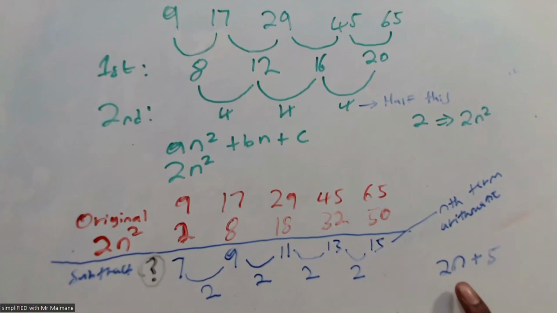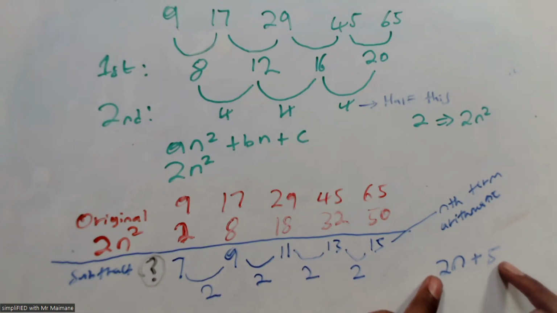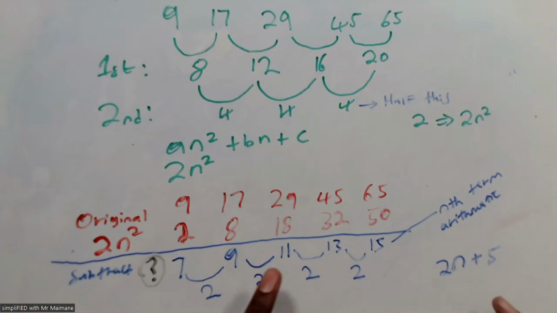And you can try it by putting in the first term here. If you put 1 here, 2 plus 5 is going to be 7. If you put 2 here, 2 times 2 is going to be 4 plus 5 is going to be 9. So it works. So this is our nth term for this sequence.